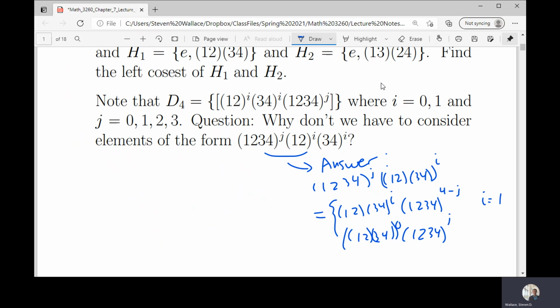The rotation to the j, nothing changes if i equals 0. So we can always write anything of this form into the other form where we have the reflection at the first.